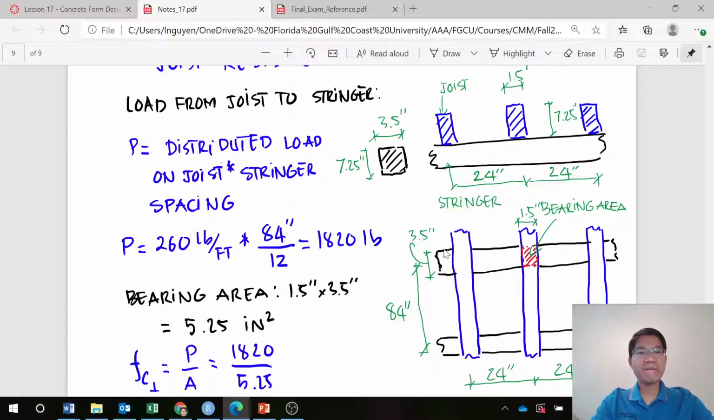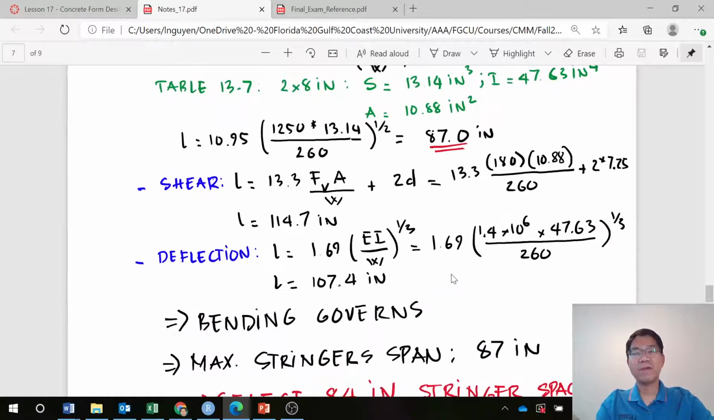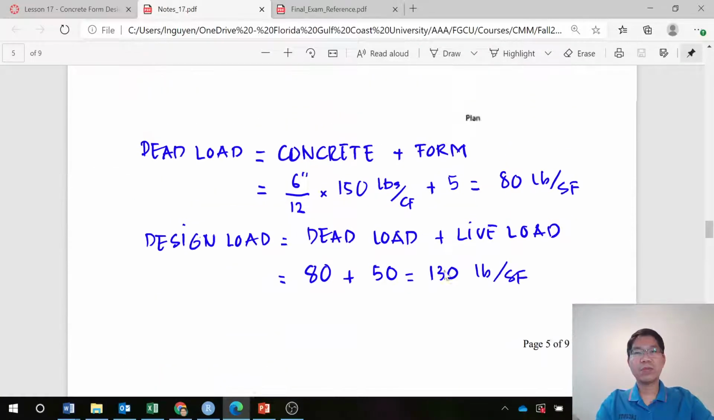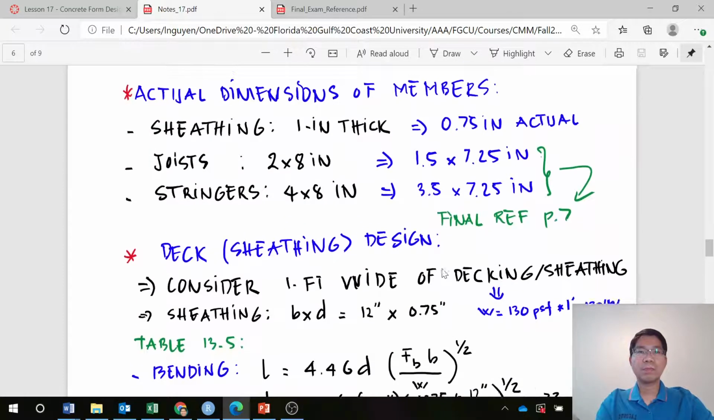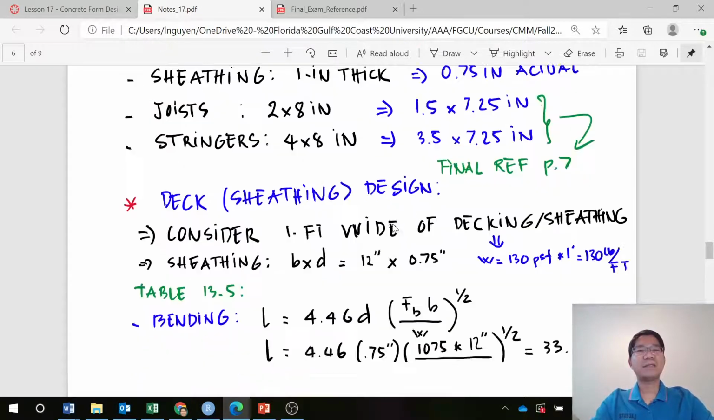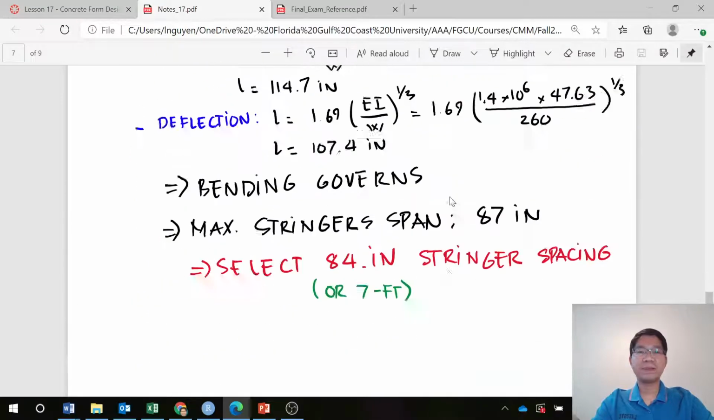The width of the stringer: the nominal size is 4x8, and the actual width is 3.5 inches. For those of you not familiar, you can go back to the first video of this lesson. We determined all of that with the table in there. So you have the actual size from reference page 5 of the final exam reference.